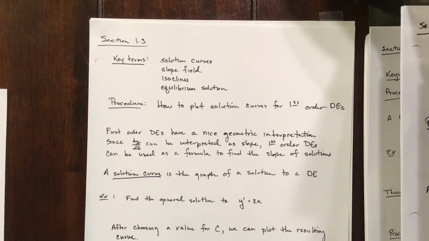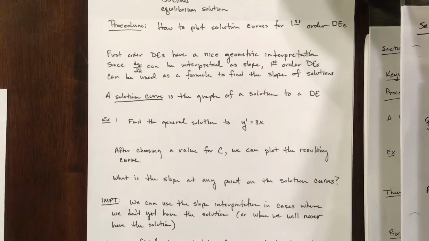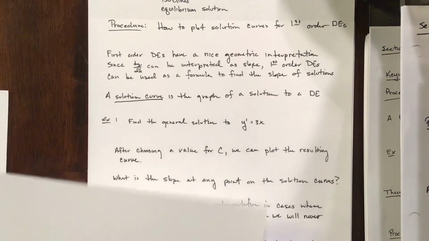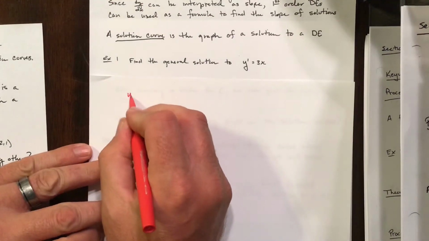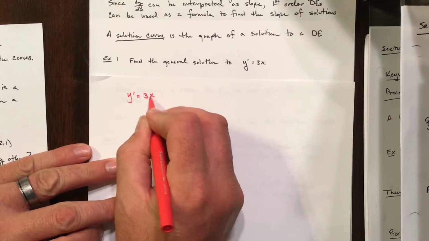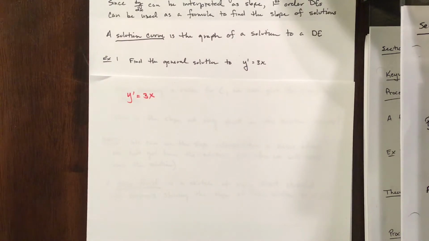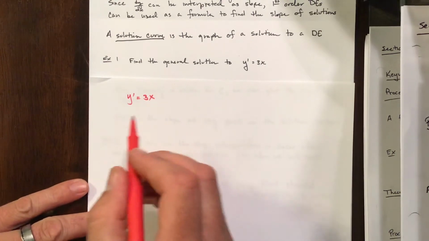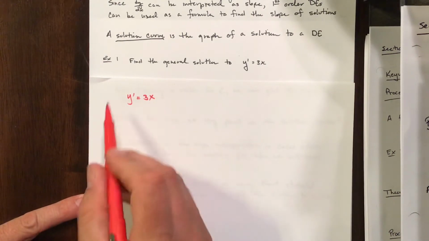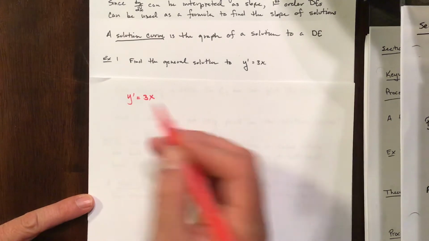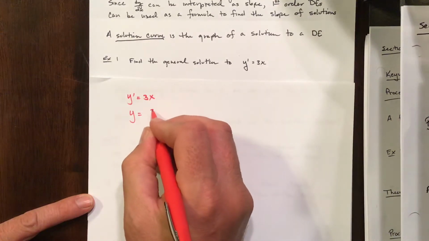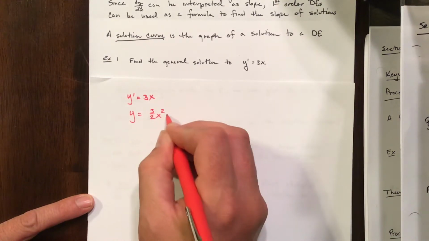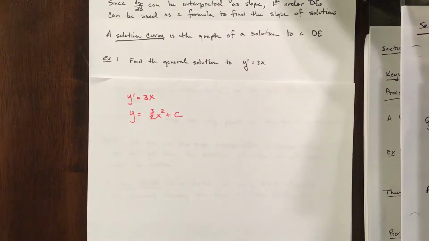So let's look at something basic. If we wanted to find the general solution to y prime equals 3x, how would you do it? Well, start here. y prime equals 3x, a nice first order differential equation. To find the family of solutions, all you do is integrate both sides. You get y equals 3/2 x squared plus c.